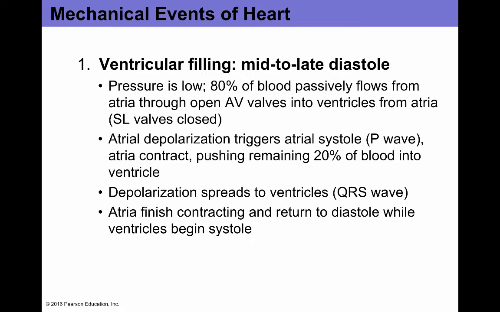At this point, the semilunar valves are closed. Atrial depolarization is going to trigger the atrial systole, which is the P wave, and the atria is going to contract, pushing the remaining 20% of the blood into the ventricle. So this is blood flowing into the atrium, and then atrial depolarization allows for the contraction of the atria to push the remaining blood. At this point, depolarization is going to spread through the ventricles as the QRS wave. And the atria will finish contracting and return to diastole while the ventricle begins systole.